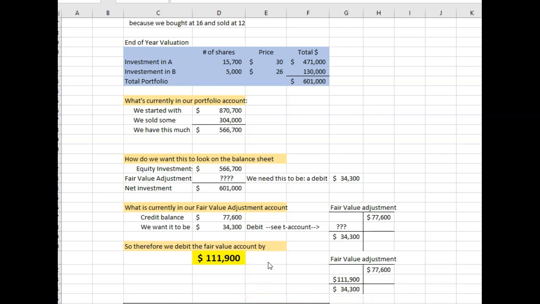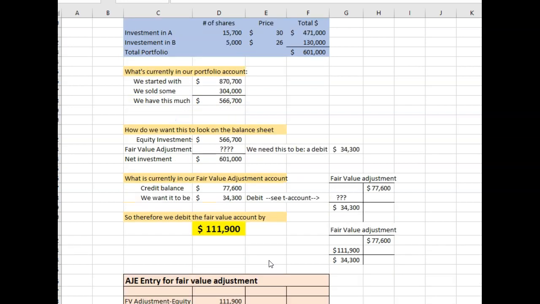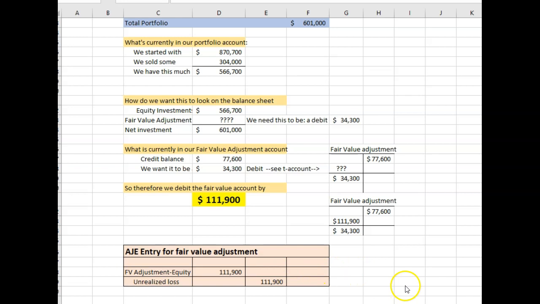Okay. Now, you might need to pause this, go back and try this over again. Hopefully it's making sense. Ask questions as you have them, but let me finish out this problem, okay? The adjusting journal entry for the end of the second year. We show the fair value adjustment account, which is the permanent account, with the debit of 111,900. We show the unrealized loss of the exact same amount. And when we do this entry, here is our fair value adjustment account. Now we've got fair value adjustment at what we want.